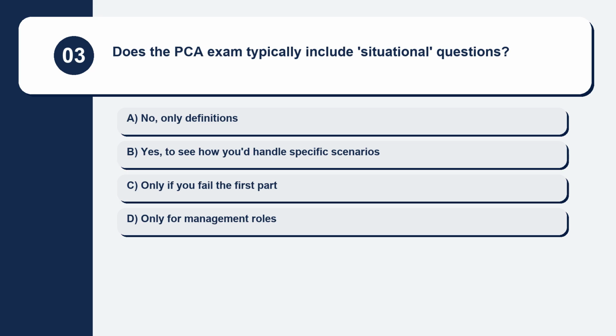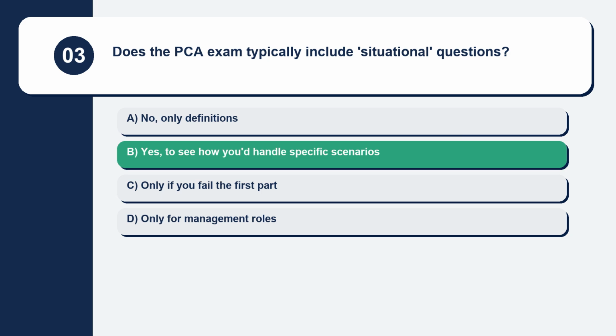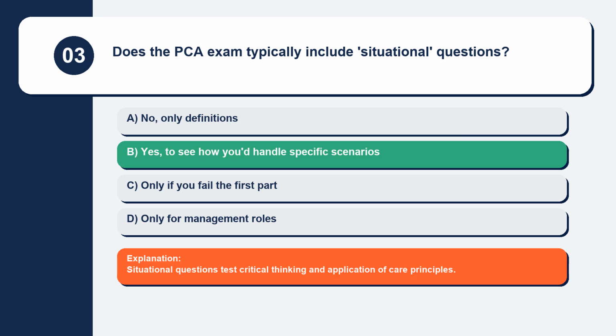Question 3. Does the PCA exam typically include situational questions? No, only definitions. Yes, to see how you'd handle specific scenarios. Only if you fail the first part. Only for management roles. Situational questions test critical thinking and application of care principles.